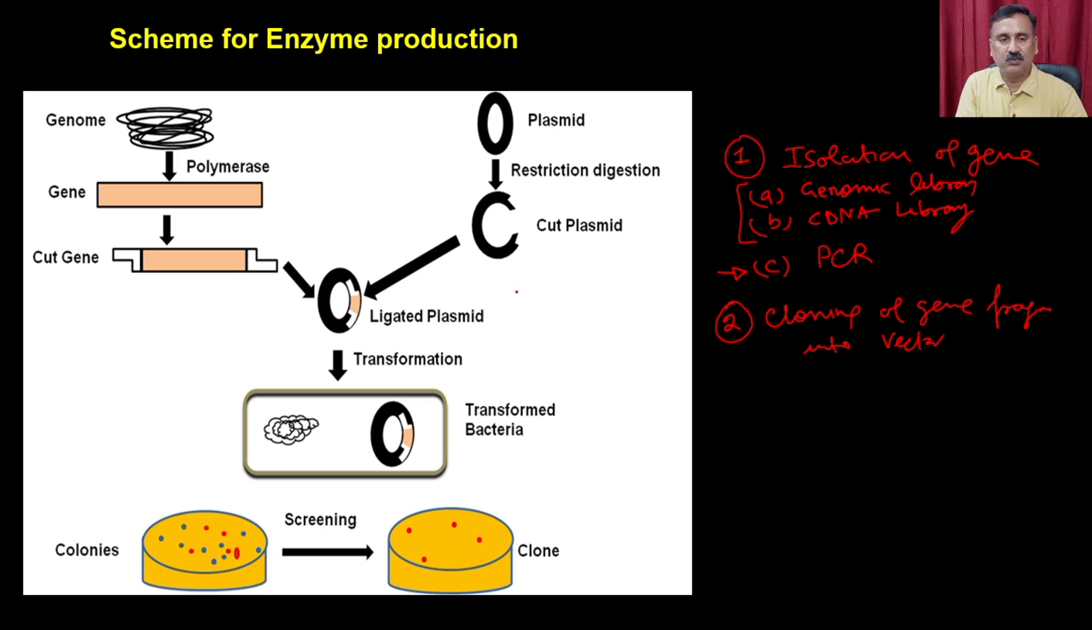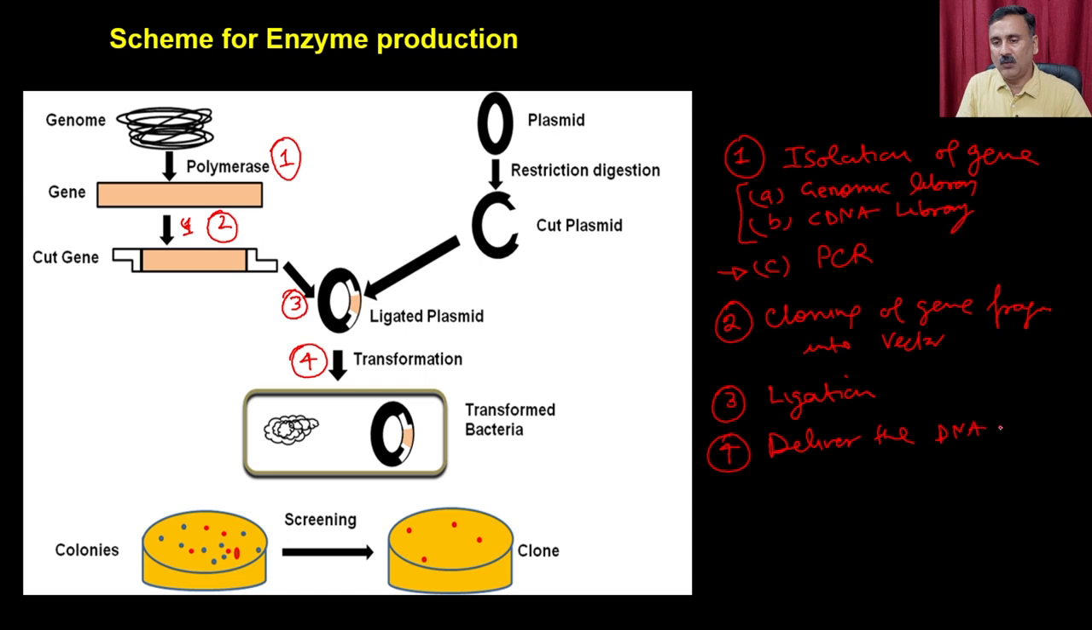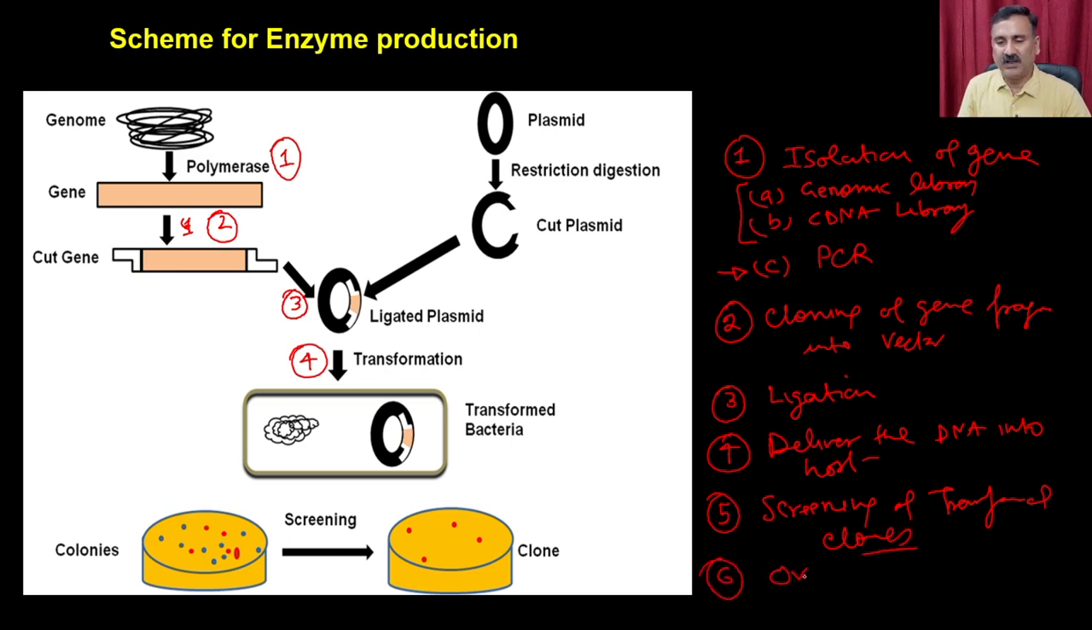So this is step 1, and this is step 2, where you do the same for the vector also. Then step 3, you put together the ligation reactions, which is also a part of the cloning reactions. In step 4, you deliver the DNA into the host. Then step 5, you screen the transformed clones. And step 6, you check the overexpression.